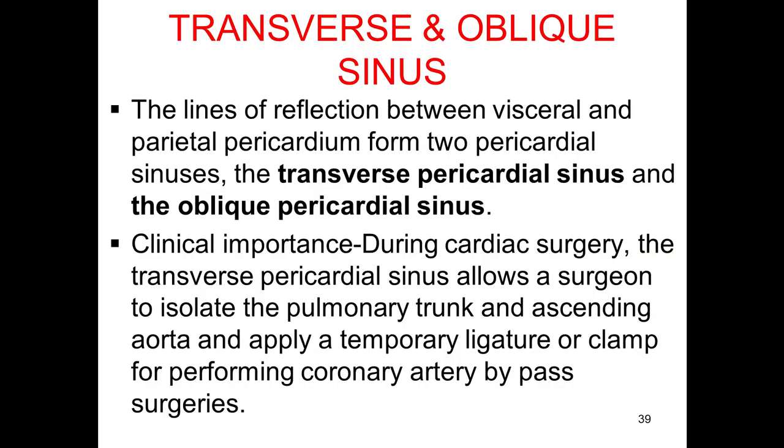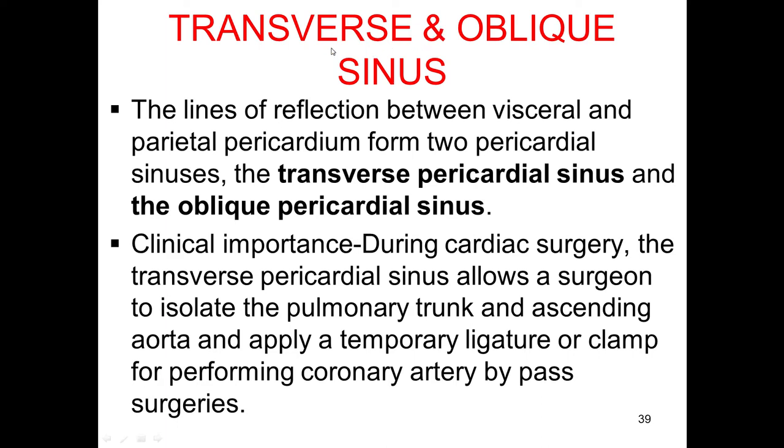Now there is one more thing, that is the sinuses of the heart. Now there are two sinuses, transverse sinus and the oblique sinus. And these are the lines of reflection between visceral and parietal pericardium. The reflections of these pericardium form the two sinuses, transverse sinus and the oblique sinus. And why should we know them? Because they have some clinical relevance.